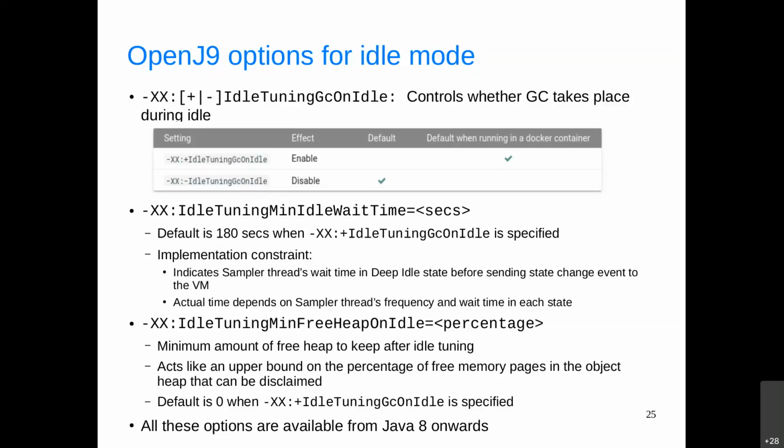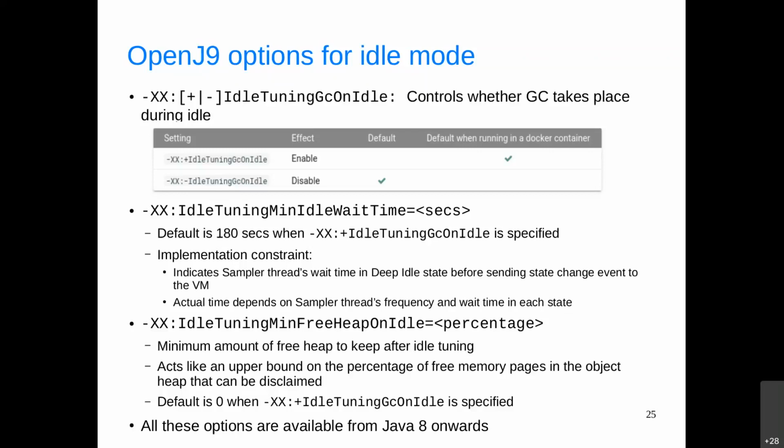So even though the default value is 180 seconds, if you consider the sampler thread's transition from active state to deep idle, that adds up another 50 or 60 seconds. So it takes almost 4 minutes for the VM to transition to the idle state by default. But you can reduce this value to make that behavior more aggressive.